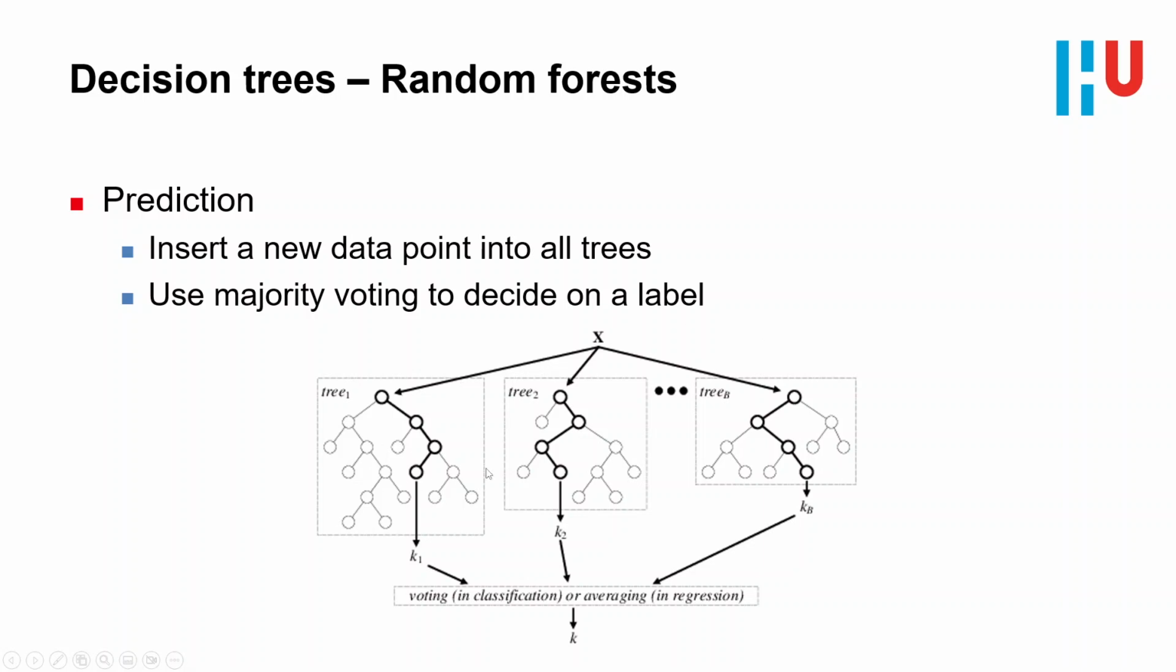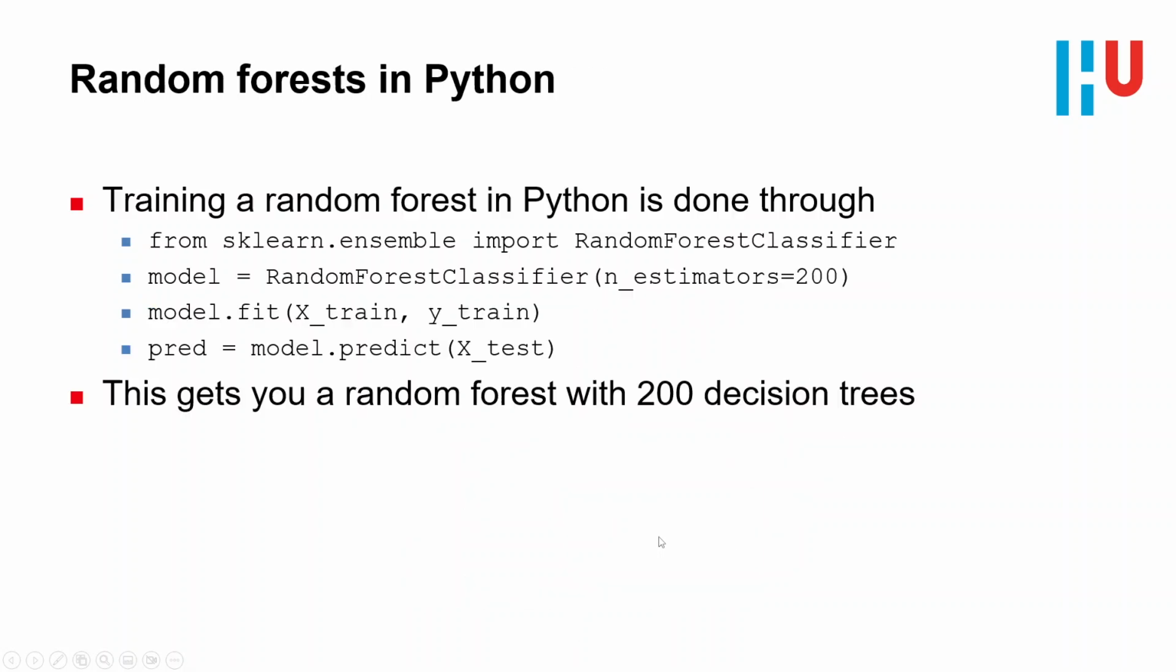With this, we can have different decision trees, and they will give, well, not necessarily different predictions, but sometimes different predictions. And how random forests work is that they use majority voting. So we're just going to see which gets the most votes, and that's going to be the label. Again, this is done very easily. Here is an example where you make a random forest with 200 different decision trees.